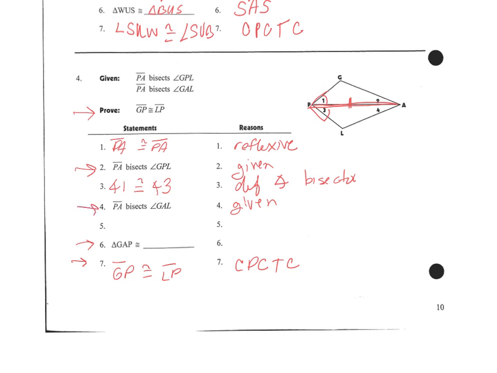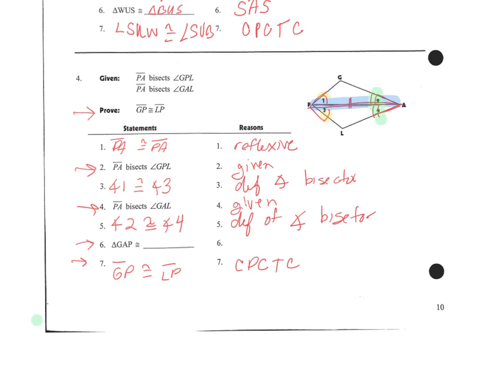My statement here of given tells me that segment PA bisects this angle over here, GAL, and so that tells me that angle 2 is congruent to angle 4, and that once again is the definition of an angle bisector. Now what I have, let me mark that off there. What I have is an angle, and then we have a side, and then we have an angle.